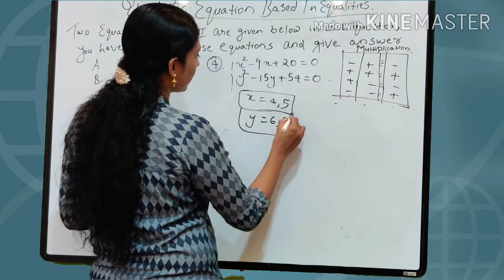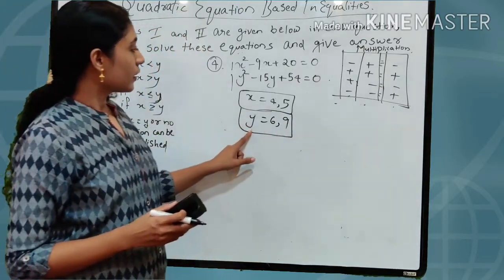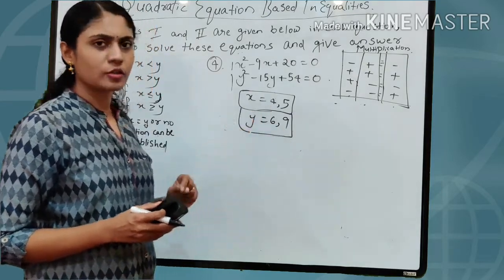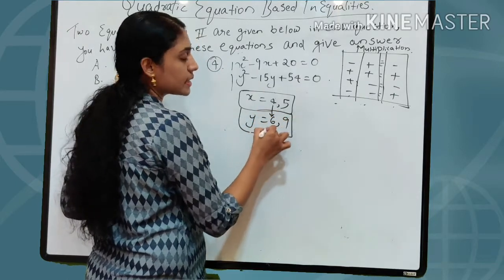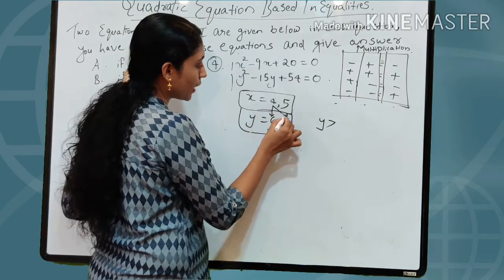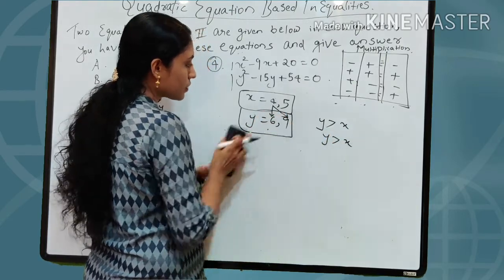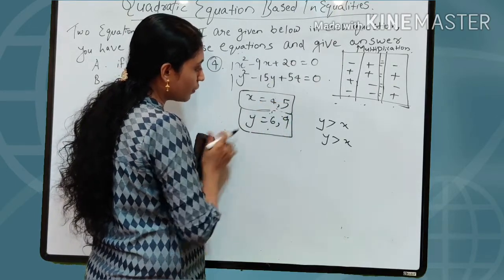Now we can compare. We can directly tell the answer: y is greater, because y values are greater than x values. Anyway, we can compare. When we compare 4 and 6, 6 is greater, that is, y is greater. When we compare 4 and 9, y is greater, right? So we compared 4 with the y values. Now we can compare 5 with the y values.